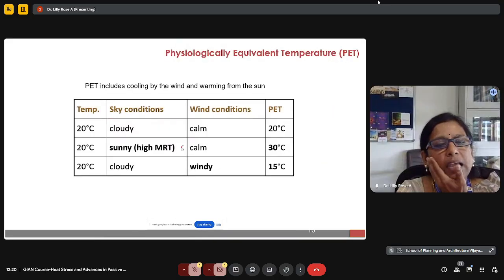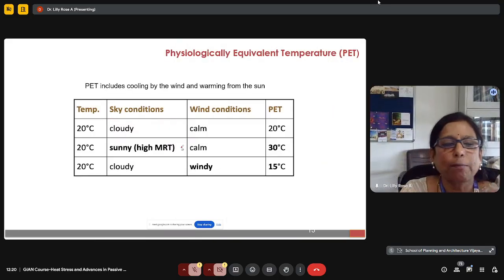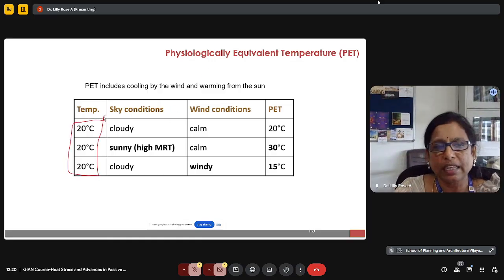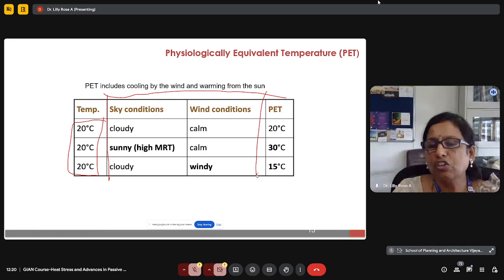And as I mentioned, if you see here in all three cases, the temperature is only 20 degrees Celsius. But the weather at that particular time matters, so this MRT is also predominantly based on the weather condition on a particular day. At 20 degrees Celsius, if it's cloudy and calm, we would feel the same temperature. But at the same 20 degrees Celsius, when we have higher solar radiation, which would result in higher MRT and heat gain, though there is no wind speed, we would feel a temperature of about 30 degrees Celsius.